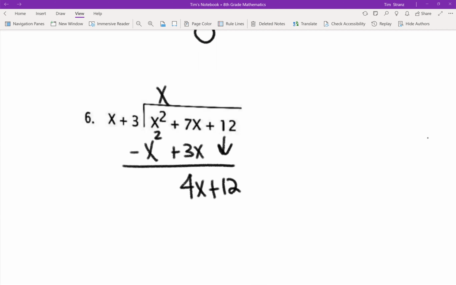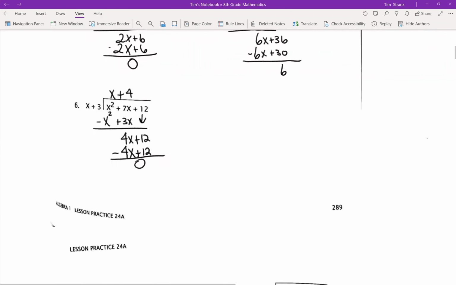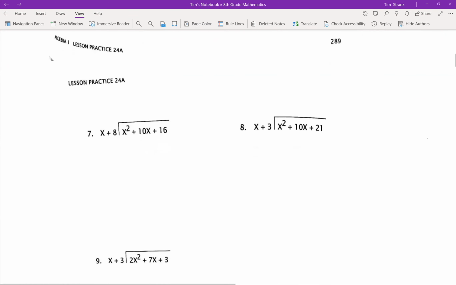X times 4 is going to give us that 4x, so I'm going to do a plus 4 here. 4 times x is 4x, and 4 times 3 is 12. They match up perfectly. You have no remainder. Your answer is x plus 4. Okay, let's go down to number 7.